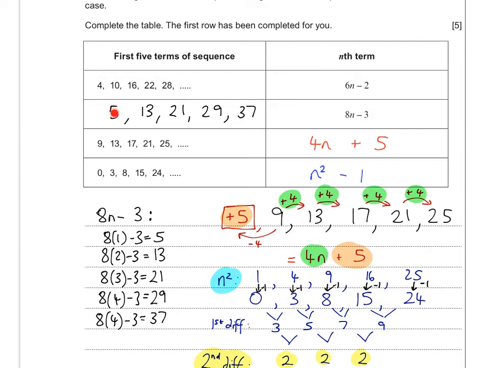To find my second term, I substitute in the number 2, because it's the second term. So 8 times 2, which is 16, take away 3, which is 13. Then, third term, 8 times 3, take away 3 is 21. And then if you notice, these are going up in 8s. Okay, and that's not a coincidence, they should be going up in 8s, because it was 8n.